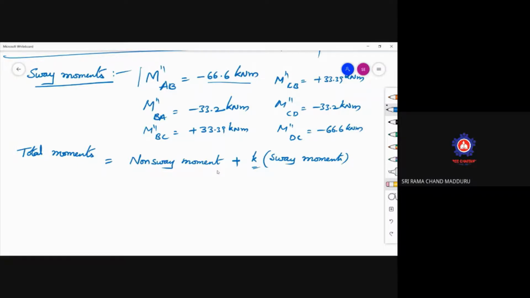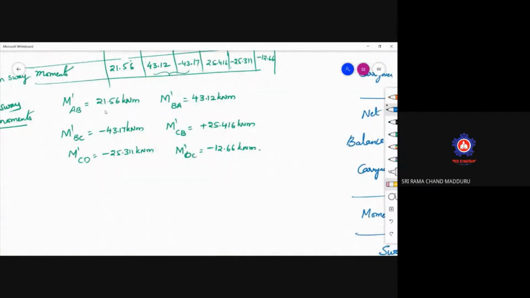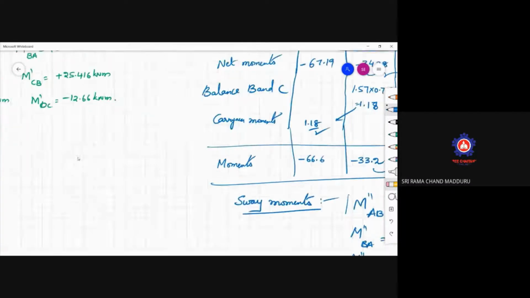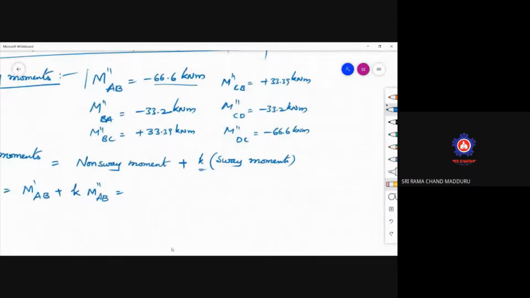Now, here our total moment MAB is equal to M dash AB plus K into M double dash AB. So what is the M dash AB value? Have you got this M dash AB as 21.56? So 21.56 plus K into minus 66.6, which is 21.56 minus 66.6 into K. This is equation number 1.